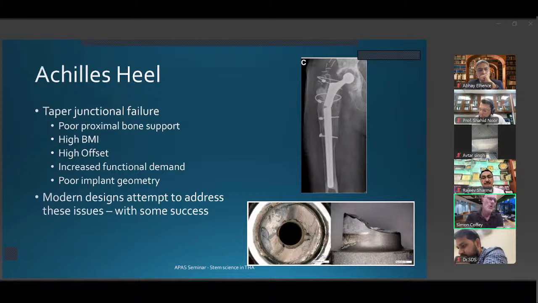So I think we're reasonably confident that you can trust your tapers with modern implants. However, you should still try to obtain good proximal bone contact and be aware that your bigger patients may still present some risk of taper failure in the longer term.